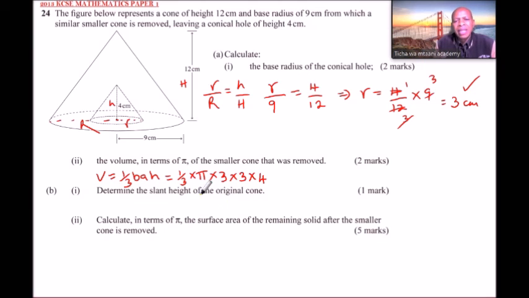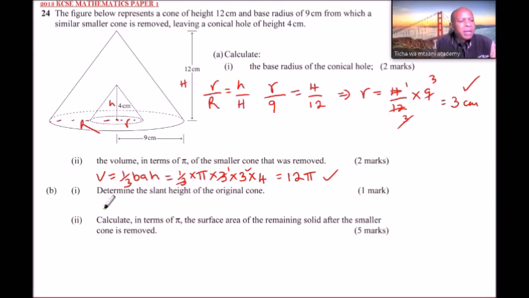Already we have it there, so we can divide 3 by 3, you get 1. You multiply 4 times 3, that will give you 12 pi. So that is the volume in terms of pi of the small cone that was removed. So you get 2 marks. You get 1 mark for using the correct formula, and 1 mark for the answer.